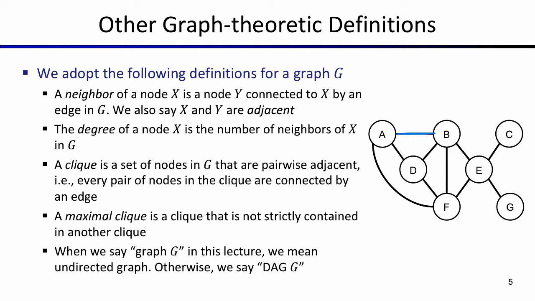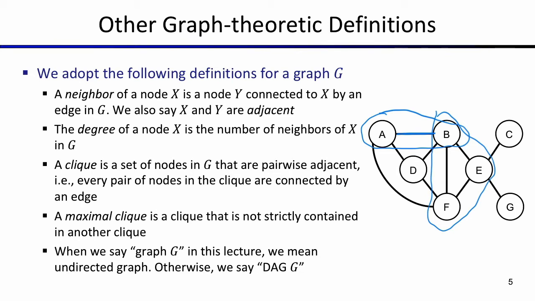A clique is a set of nodes in G. They are pairwise adjacent. That means that every pair of nodes in the clique are connected by one edge. So we can think that there is a clique, for instance, here. A and B belong to a clique. We can also say that A, B, F, and E belong to a clique. So we will see that when you take, for instance, A and B, they are pairwise adjacent, so they belong to a clique. And B, F, and E are also pairwise adjacent, so they belong to a clique.